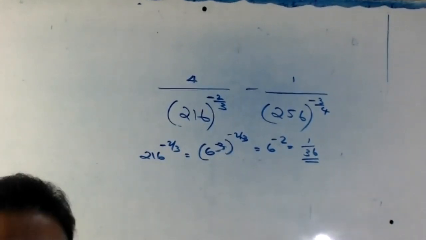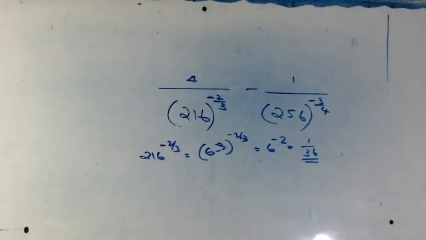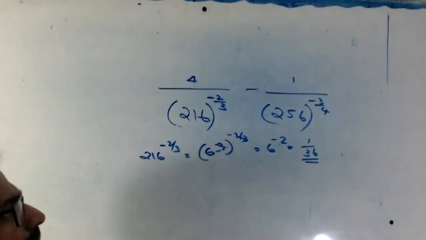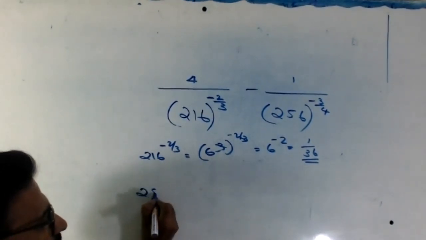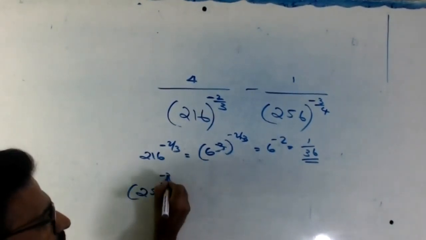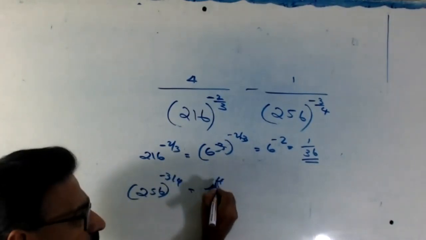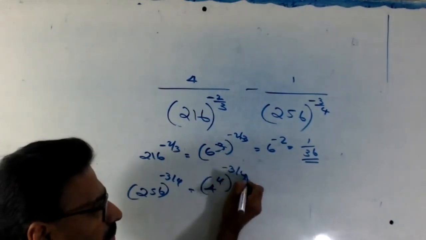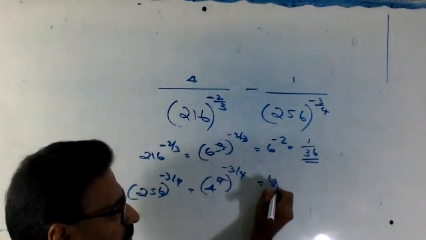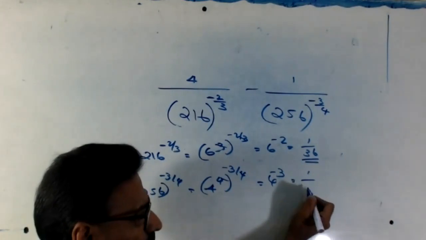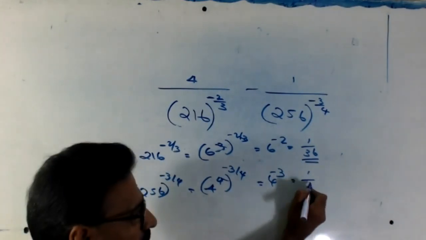This part okay? Anyone have doubt? Tell me now. Don't say it later. Okay, so second part, 256 raised to minus 3 by 4. We did this one already. 256 is 4 raised to 4, raised to minus 3 by 4. Cancel. 4 raised to minus 3 equals 1 by 4 cube. 4 cube is what? 64.